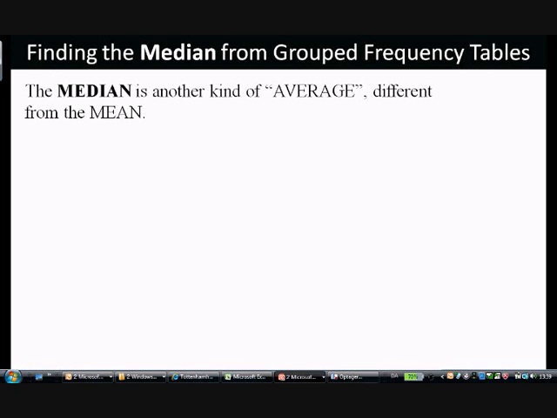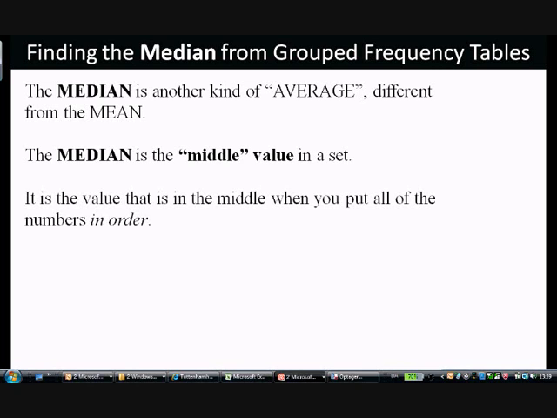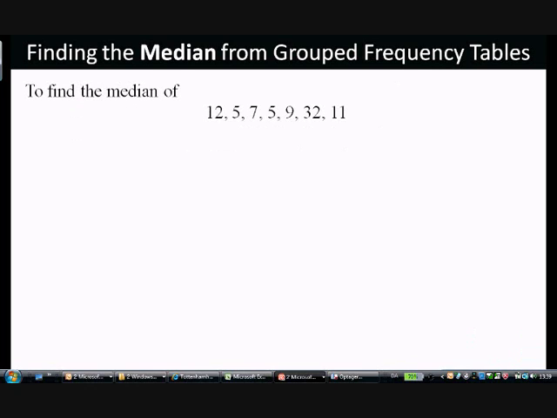So just to remind ourselves what the median is. The mean and median are both kinds of average. Average is just a general term that means mean, median, or mode, which we'll do next. And the median is the one that's the middle value when you put the numbers in order. So just write that down if you're taking notes, pause the film, and moving on.